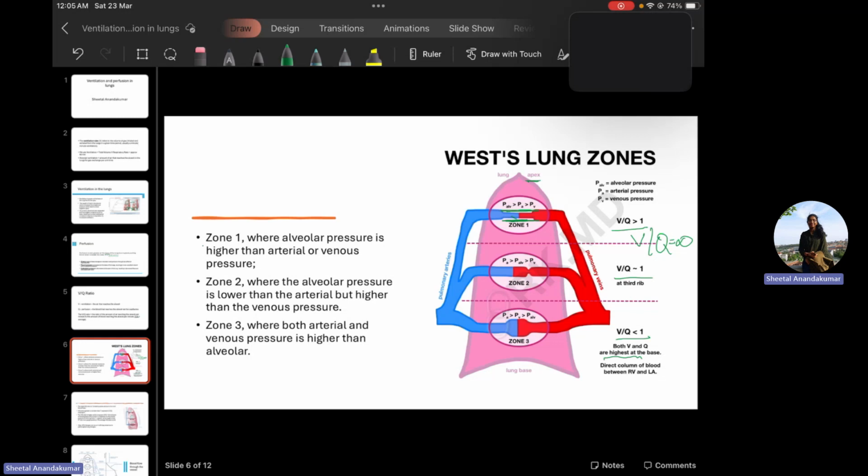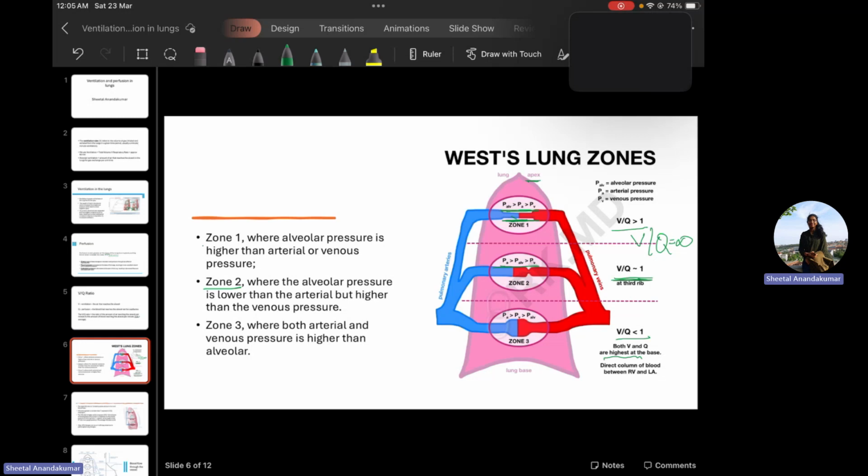This is the region where the alveolar pressure is lower than the arterial pressure but higher than the venous pressure. So here the VQ ratio is approximately equal to 1. It can differ a bit up and down, but it's approximately equal to 1.